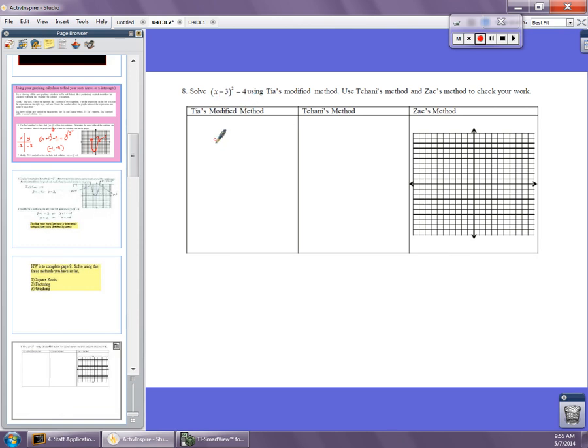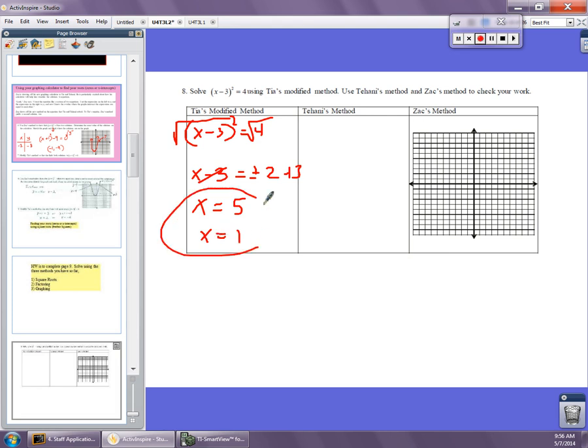So first of all, Tia's method is where we take the square root of both sides. So we have x minus 3 squared equals 4. You want to move everything over so that you only have one whole side being squared. If this 4 was on this side, we'd have to move it over. So we square root both sides, and you get x minus 3 equals both a positive and a negative 2. Then you add 3 to both sides. So when you add 3 to both sides, to cancel that out, you get x equals positive 2 plus 3, which is 5. And you get x equals -2 plus 3, which is 1. And there's our 2 answers.